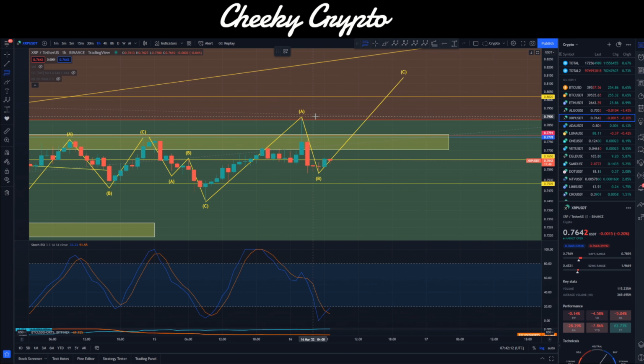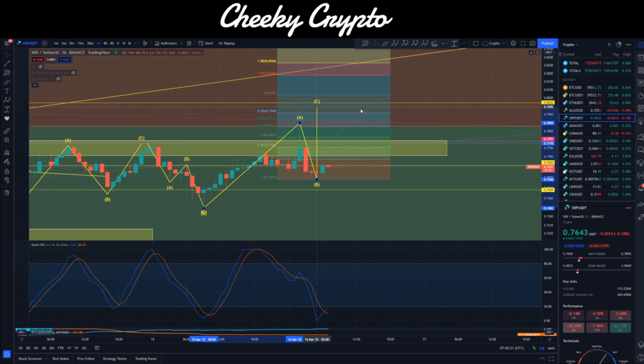Now, if we take the high point of the A wave to the low point of the A wave, move the fib over to the bottom of the B wave, this gives us our target here of about 80.6. Okay, so there could be a rally to the upside for that.